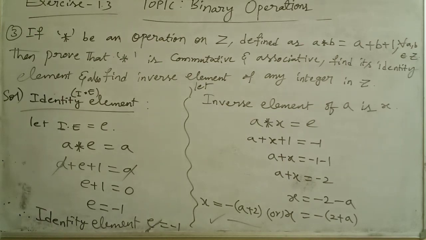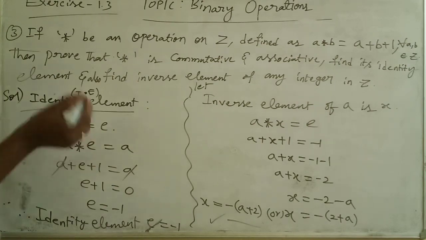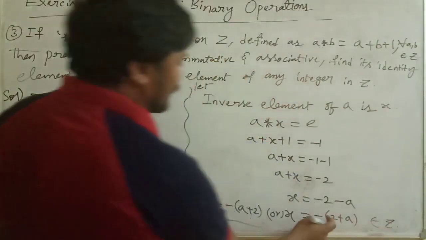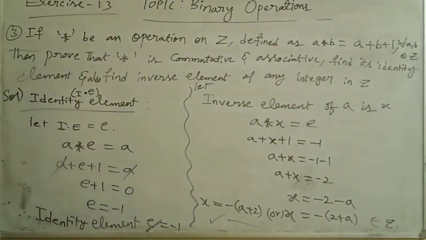So this is about your identity element, inverse element, associative and commutative. So everything is proved, and whichever negative number you got, it belongs to Z. Because of that, we can say the inverse element is X equal to minus of 2 plus A, and the identity element you got as minus 1. This is about your third problem.